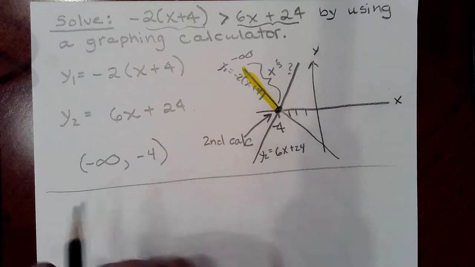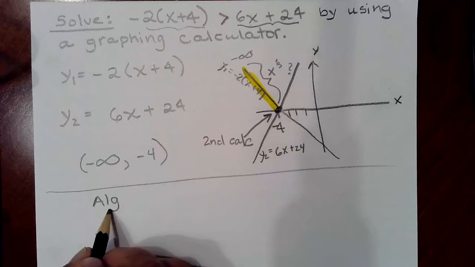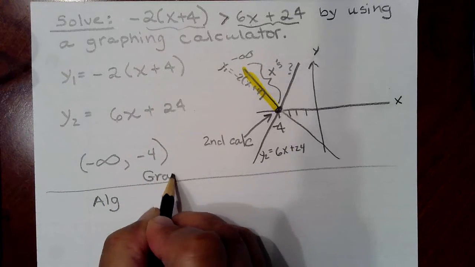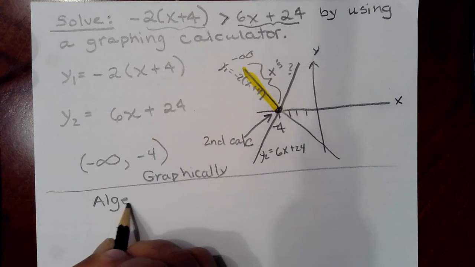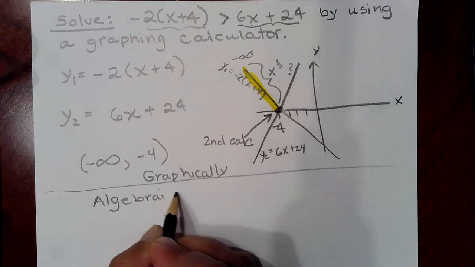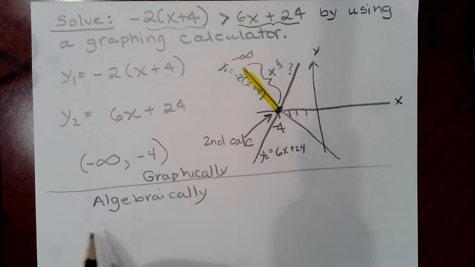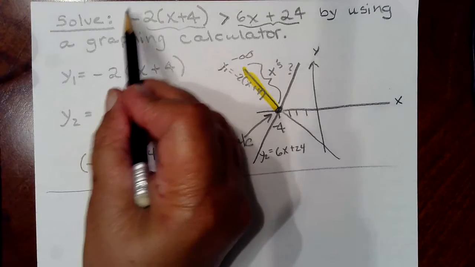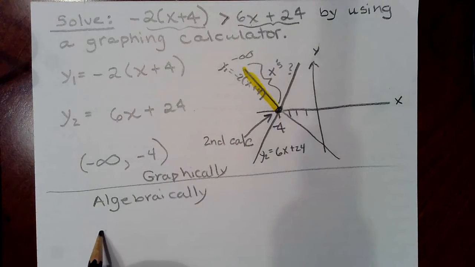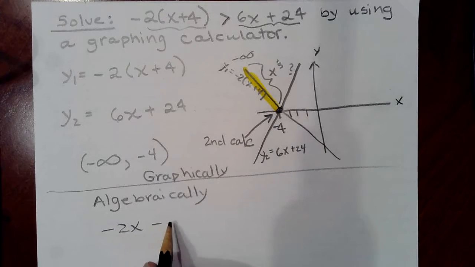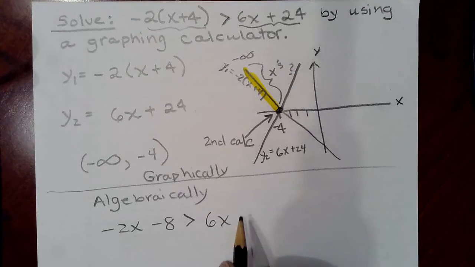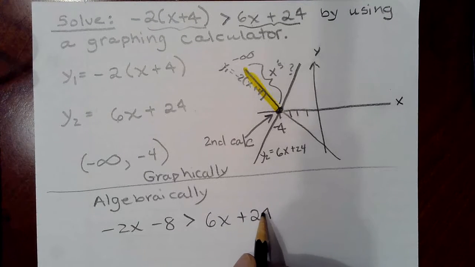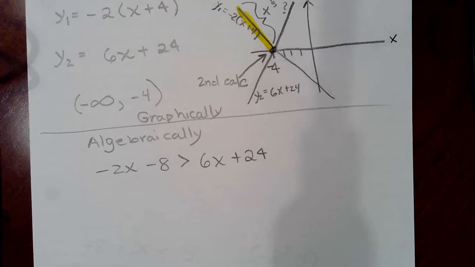If you want to check this algebraically, you can. This is the answer that we got graphically. And you can also check it algebraically by solving it the other way. So if we were solving this without a graph, we would just go -2 times x, -2 times 4. We would bring our greater than symbol down. We would have 6x plus 24, and we should get the same answer that we saw on the graph.